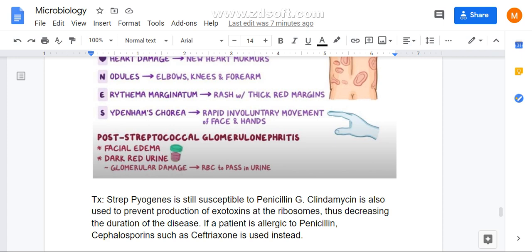By stopping protein synthesis, you're stopping exotoxin production at the ribosomes, and thus you decrease the duration of disease. So if we have a patient that is allergic to penicillin and has a Strep pyogenes infection, you can give cephalosporins instead, such as ceftriaxone.